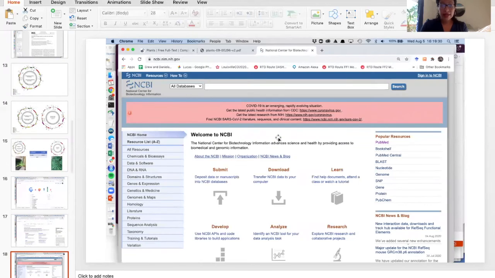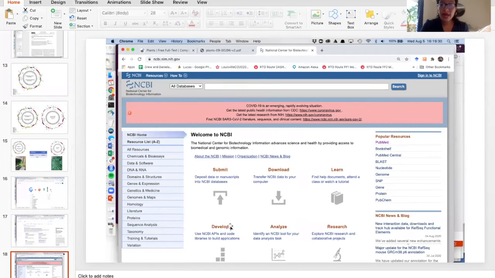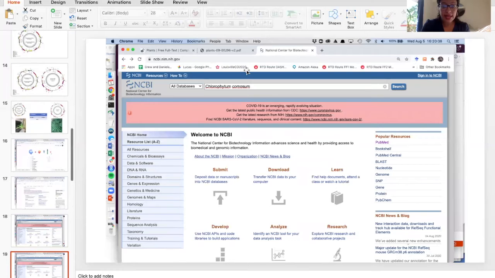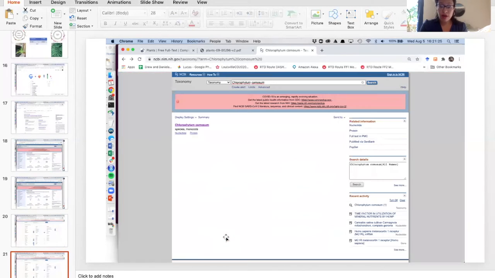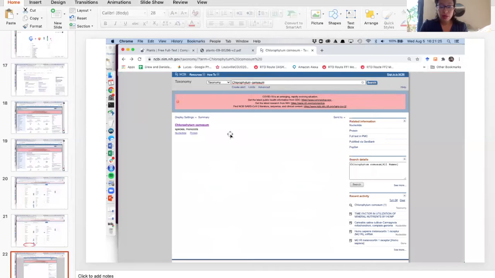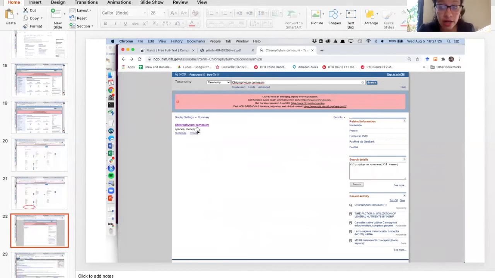So if I go to NCBI, this is the main page. And so I go here to all databases and I type Chlorophytum comosum. And this is what I get. So I want to go to taxonomy. I want to know what it is related to. So I go to taxonomy, and this is what appears, and I see it's a monocot, right? So it's a monocot.